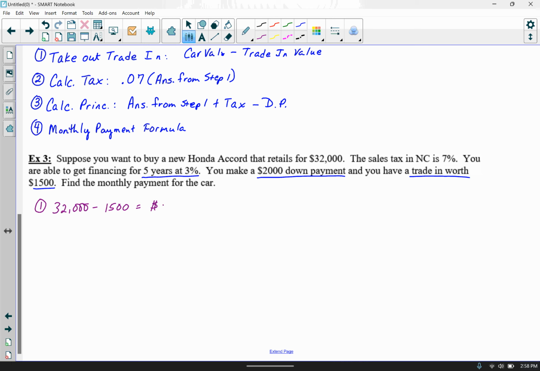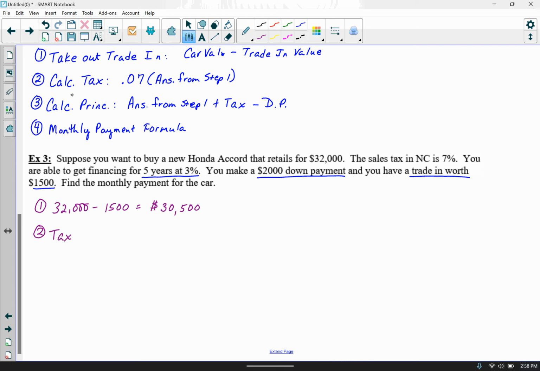That's going to put me at $30,500. So again, how that's helpful is that when I come down here to step 2 and I calculate my tax, I'm going to be paying tax on $30,500 as opposed to the full purchase price of the car. So that's what I meant by that trade-in credit from before.